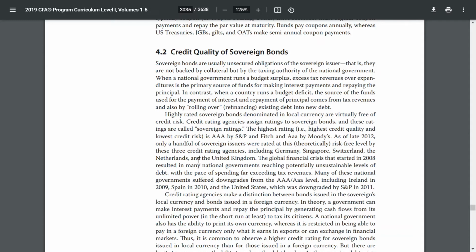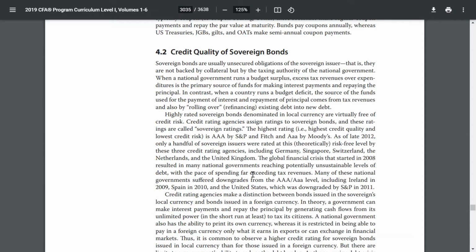Risk-free, including Germany, Singapore, Switzerland, the Netherlands, the UK. The global financial crisis that started in 2008 resulted in many national governments reaching potentially unsustainable levels of debt. With the pace of spending far exceeding tax revenues, many of these countries suffered a downgrade from AAA to AA level, including Ireland in 2009, Spain in 2010, and the United States, which was downgraded by the S&P in 2011.